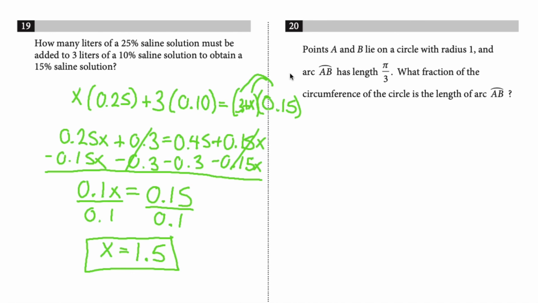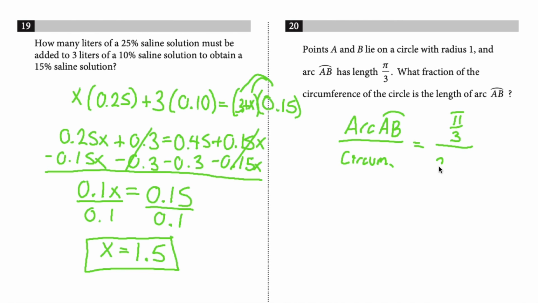Number 20. Points A and B lie on a circle with radius 1, and arc AB has length pi over 3. What fraction of the circumference of the circle is the length of arc AB? So the question is asking what fraction of the circumference of the circle is the length of arc AB. So this means that we need to divide the arc of AB by the circumference of the entire circle. So they tell us that the length of arc AB is pi over 3. And now we need to find the circumference of the entire circle.